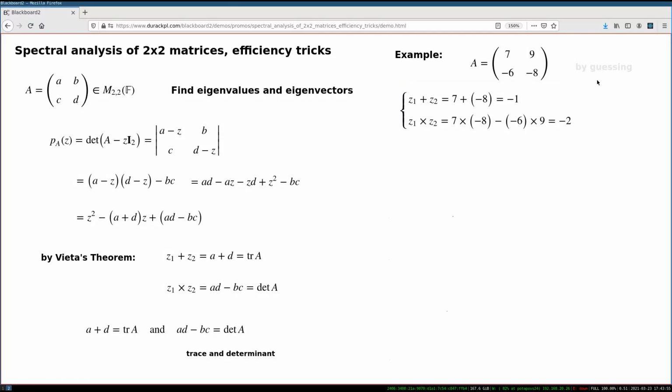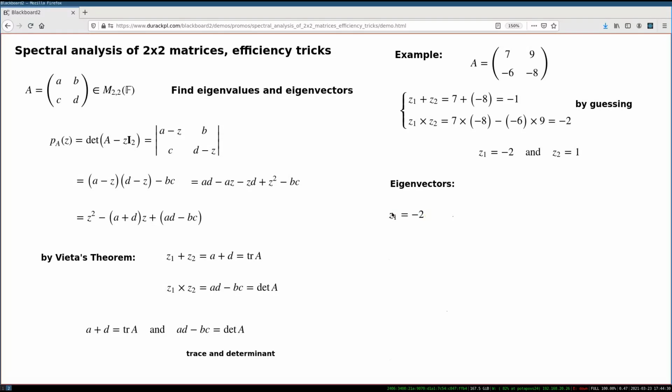Now we can do guessing. Two numbers such that the sum of them is negative 1 and the product is negative 2 are relatively easy to guess. One of them is negative 2, the other one is 1. And that's how you can quickly identify the eigenvalues associated with the 2x2 matrix. If you now proceed to the eigenvectors, you do your regular analysis. You find the eigenvectors for each of the eigenvalues.